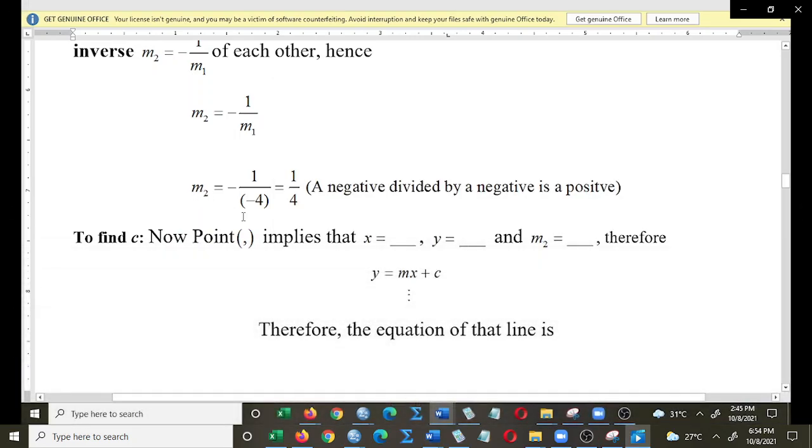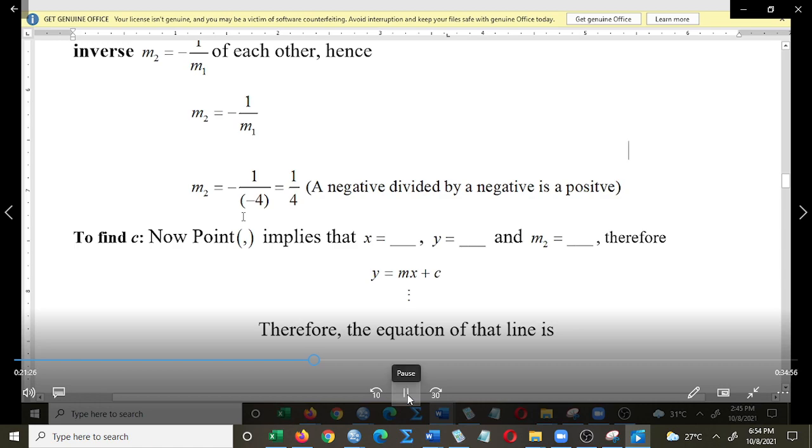We have just found our gradient. Remember, it's an equation we're trying to find. What are we missing to find now? The y-intercept. So now to find the y-intercept, what do we need?